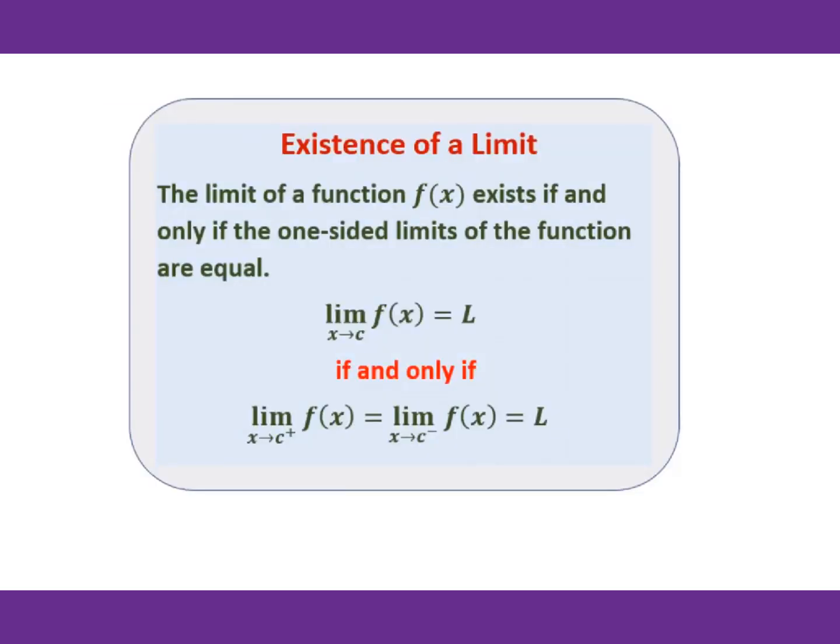In what situation does a limit exist? The limit of a function f of x exists if and only if the one-sided limits of the function are equal to each other. In other words, the limit as x approaches c of f of x equals L if and only if the limit as x approaches c from the right side of f of x equals the limit as x approaches c from the left side of f of x equals L.